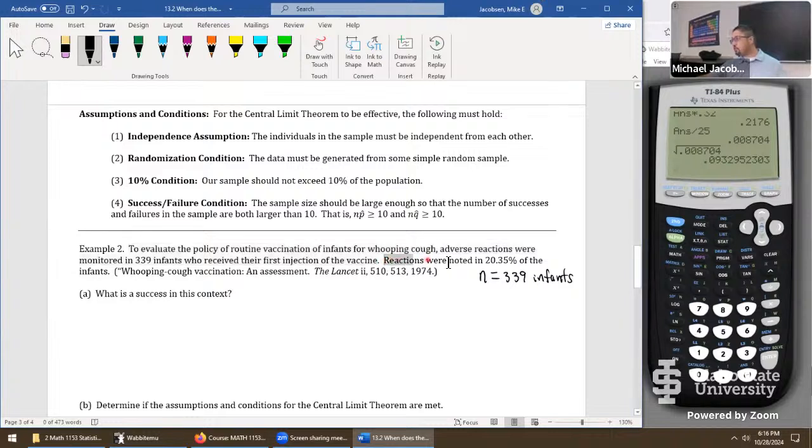Next, they tell us reactions were noted in 20.35% of the infants. Notice that's kind of weird in a way. They gave us a statistic right away. Essentially, what this is saying, it's color-coded, is that the sample proportion of successes, p hat, is 0.2035. If that's the case, we should be able to say what a success is. Any volunteers for this one? What is a success in this situation?